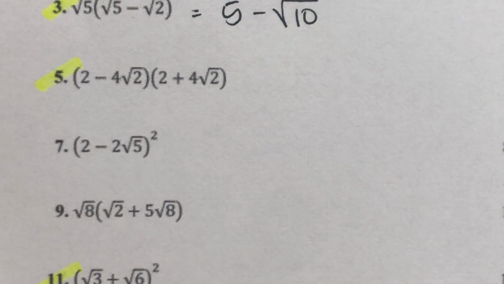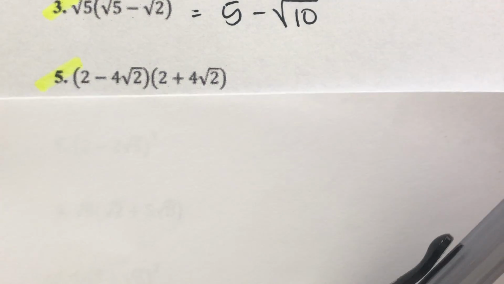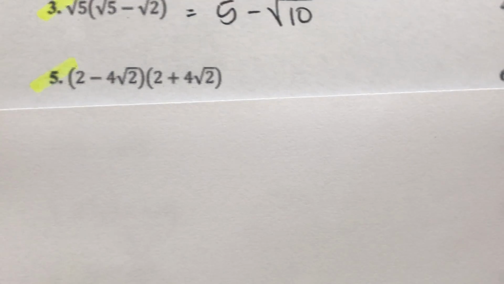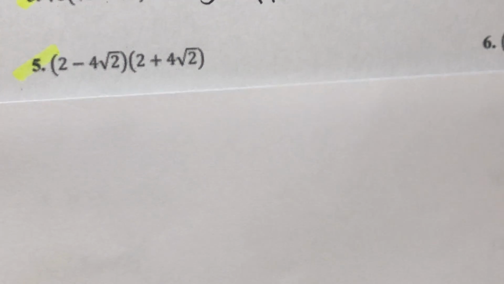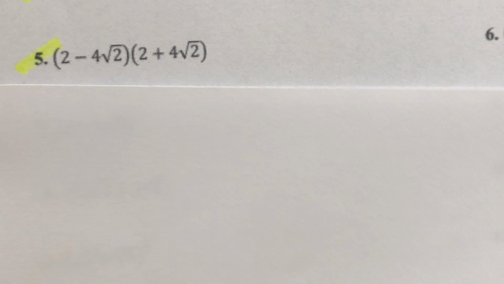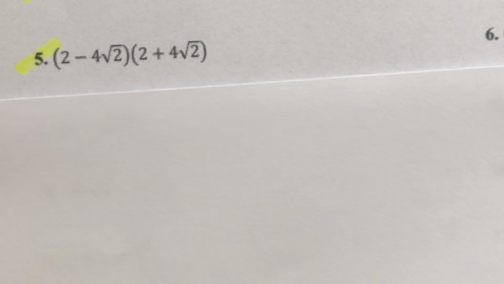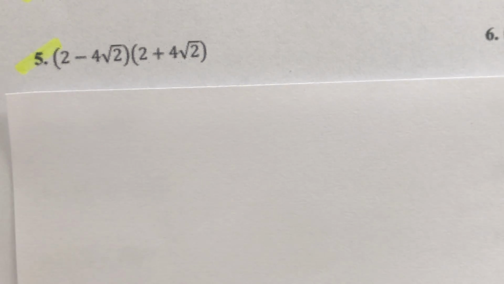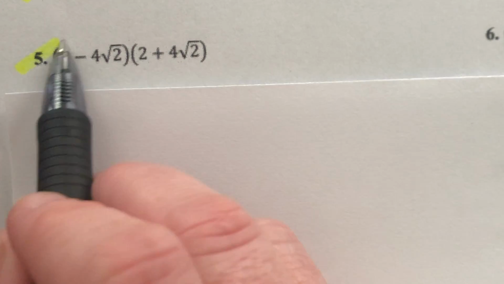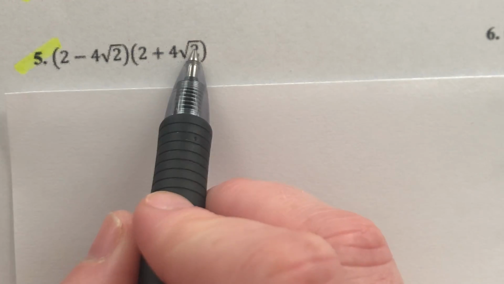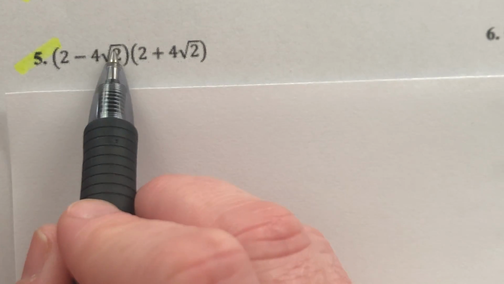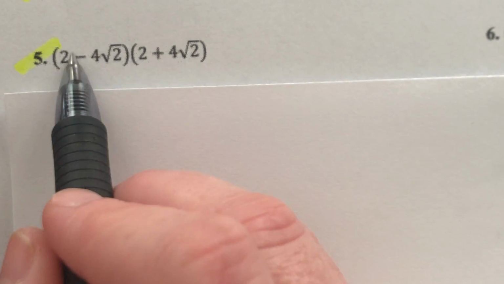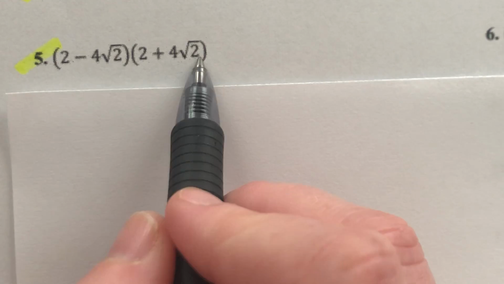Now we've got 2 binomials, so this is where we're going to use the FOIL method. First, outer, inner, last. If that confuses you, because some people can't just remember that, that's okay. Some people don't get the FOIL, and that's okay. Think of it as we're going to distribute this term to both of these, and then we're going to distribute this term to both of these. That's all FOIL is. First, outer, inner, last. That's all it is.